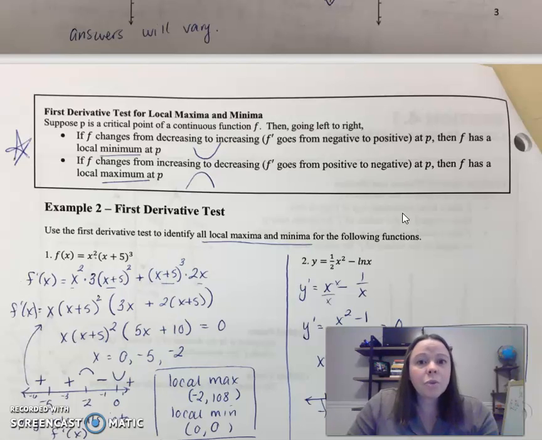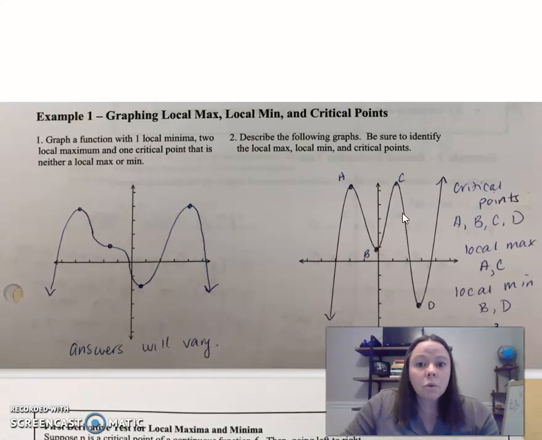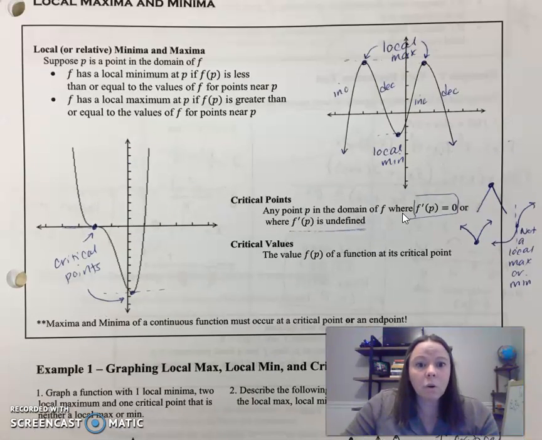Okay, so how do you test? When you get a critical point, how are you supposed to test if it's a local max or a local min? So first and foremost, you have to get your critical numbers. You have to find the derivative and set it equal to 0. Those are your critical points. All of these local max and mins are only going to occur at critical points.